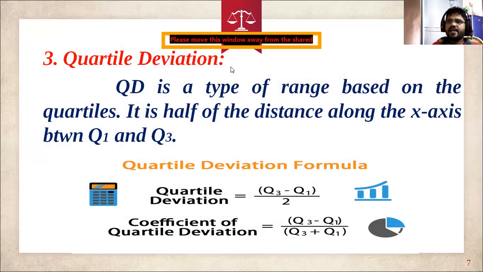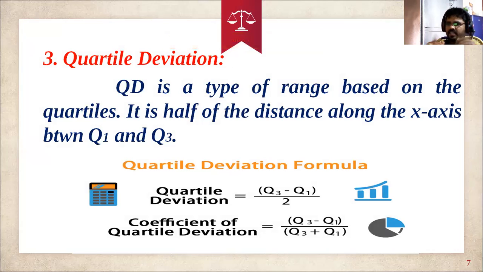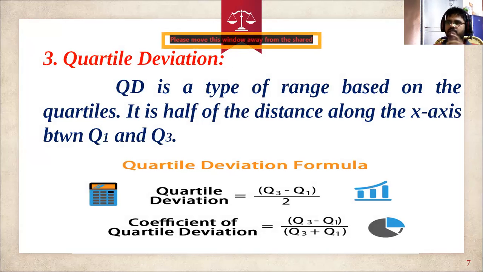The third one, the quartile deviation. See, for example, what is meant by quarter? Only drinkers can know what a quarter is. Nothing but it's a 1/4. For example, if you want to fill water in a particular bottle, how much does it fill? It will be 1/4, 1/2, 3/4, and full. You can say like that.